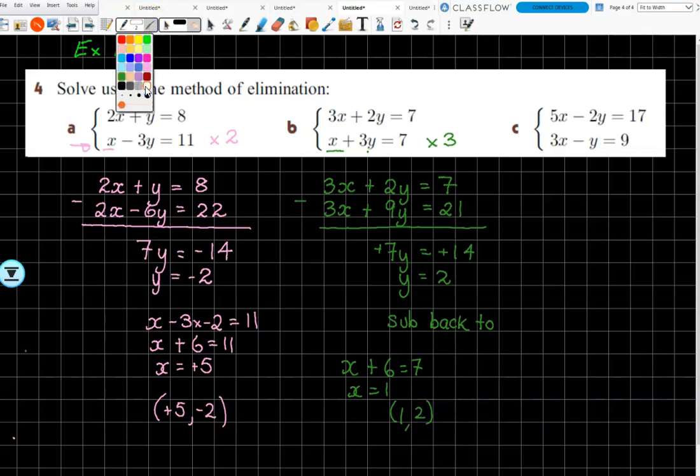Which one are you going to get rid of? Bottom. You're going to get rid of the y's? Yeah, y. You could go for the x's, right? But you'd have to times by 3 and then times by 5. More work. Why do we want to do that? So keep the first one. Times through by 2.